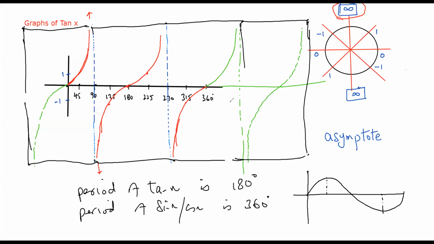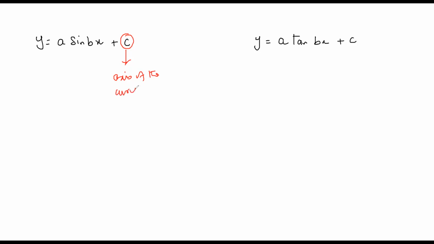Let's add spices into this simple graph of tan x. As I was telling you, when you have y equals a sin bx plus c, you can also be asked to draw the graph of a tan bx plus c. Now, this c is the axis of the curve about which the curve is going to move. This c is also the axis of the curve here.